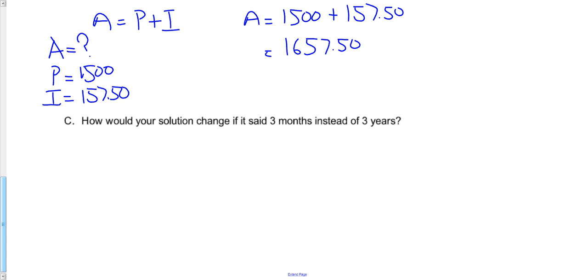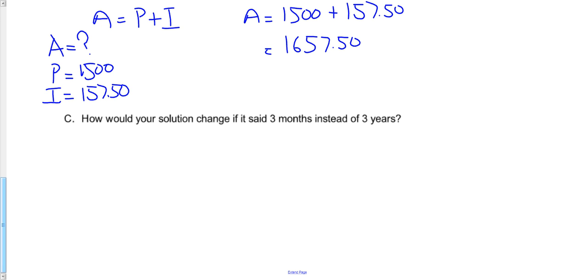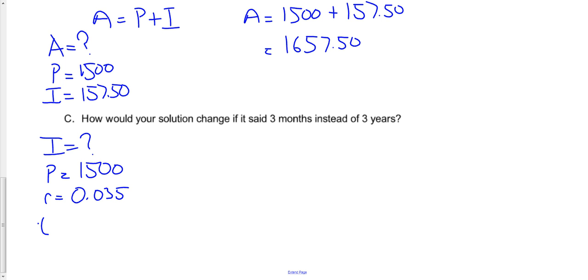How would our solution change if we said that she invested it for only 3 months instead of 3 years? Okay, so we're trying to figure out what the interest earned over 3 months is going to be as opposed to 3 years. So in this situation, we are still looking for our interest value. We don't know what that is. We know what our principal is. Our principal is still $1,500. That's what she started off with. Our R value continues to be 0.035. Okay. What changes here is our time value.